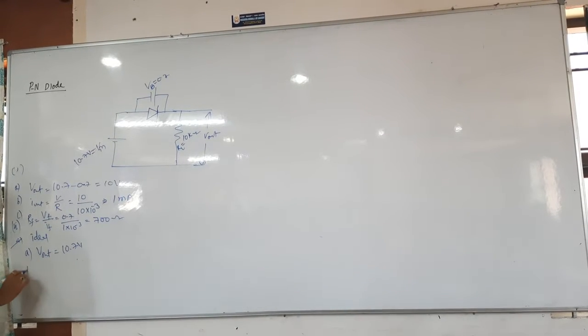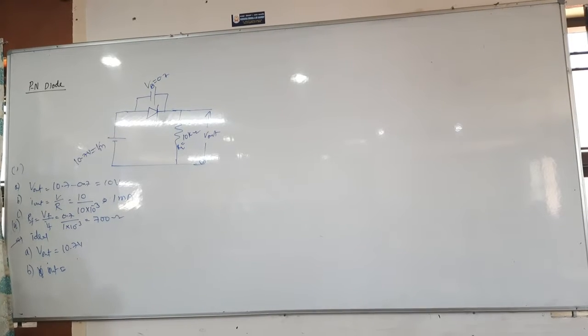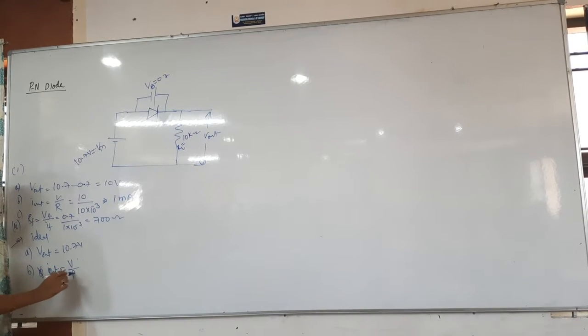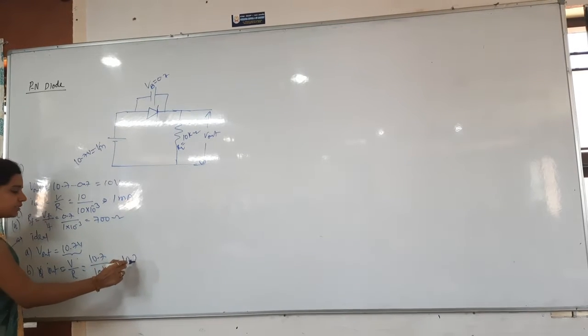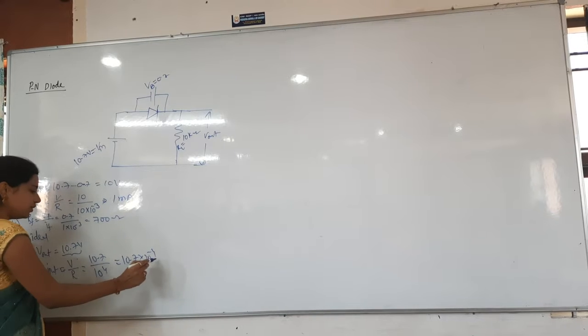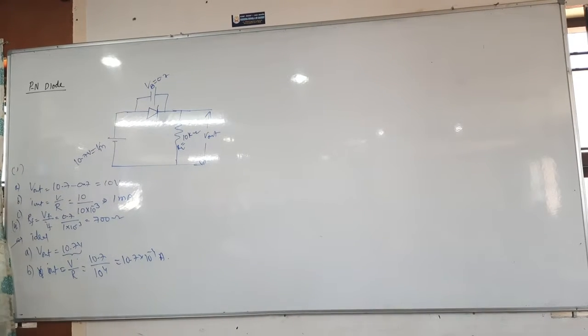Then question B is the output current. Iout is equal to Vout divided by resistance, that is the formula for us. Voltage we got is 10.7 and the resistance is 10 kilo ohms, nothing but 10 power 4. Then you will get 10.7 into 10 power minus 4 amperes. Otherwise I can even write that as 1.07 milliamperes. Anything is correct. These are all the answers.